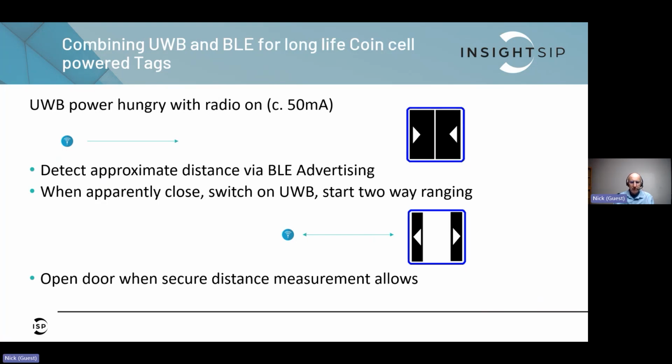So one way that you can use tags constructively with BLE and UWB is to use the BLE to detect an approximate distance. BLE is a much lower power technology, so you can have this running all the time, and then when you seem to be close with the BLE, you can switch on your UWB, do some two-way ranging measurements and verify, yep, you really are where the BLE has told you it thinks you are, and then open the door when the secure distance measurement allows. So this allows you to take advantage of the characteristics of BLE, but the UWB gives you this accurate and secure measurement.